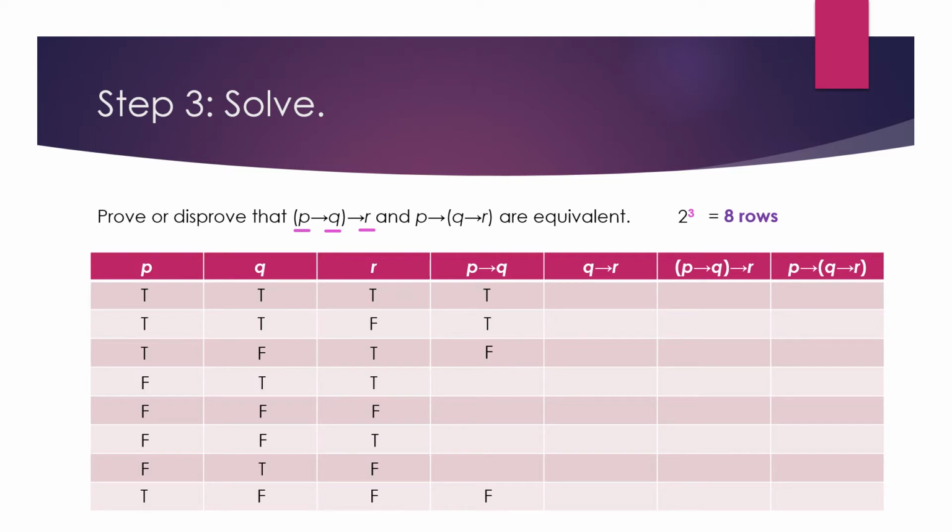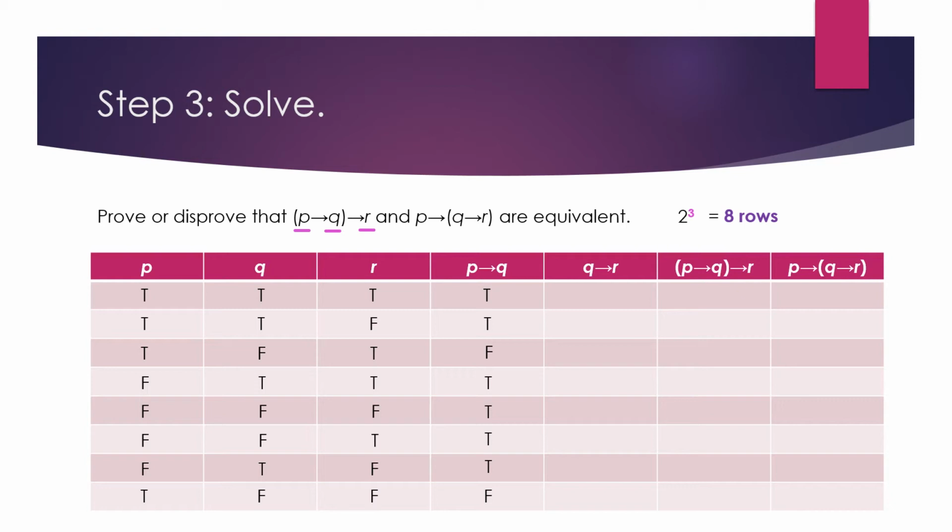For the remaining rows, P is false. So, no matter what Q is, if P then Q is true. This is because the conditional statement tells us that if P is true, then Q is true. This statement does not tell us a condition for when P is false. So in the case that P is false, if P then Q is always true.